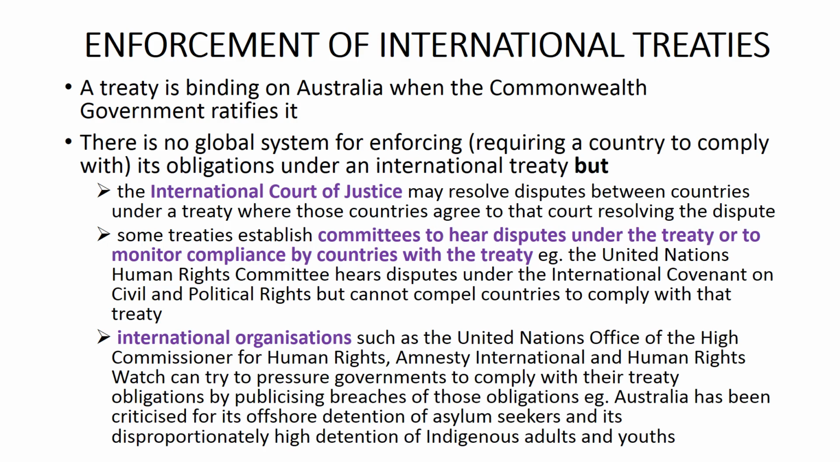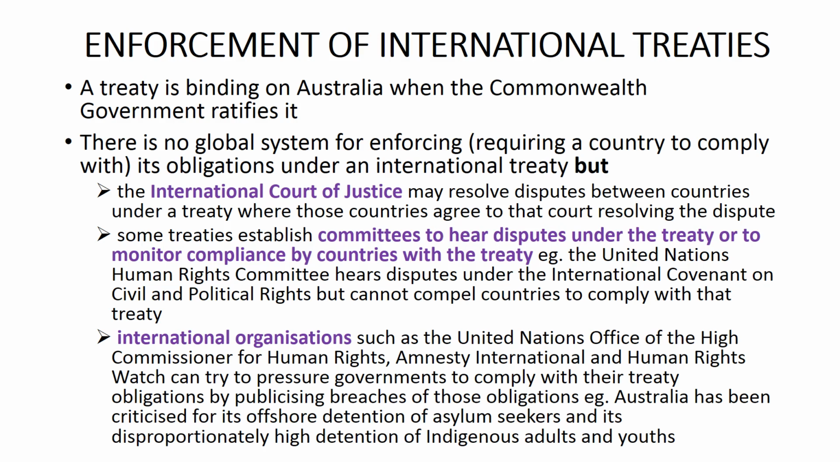You might think that that means that treaties are hardly worth the paper they're written on. Well, in fact, there are some mechanisms which are available and which operate by pressuring governments to comply with their obligations under treaties, even if they can't compel the governments to comply. The first mechanism is the International Court of Justice. This is a court which has been set up to resolve disputes between countries where those disputes arise under treaties that the countries have signed. Now, a limitation of this mechanism is that the court only has jurisdiction to resolve a dispute where the countries that are party to that dispute agree that the court should resolve the dispute.